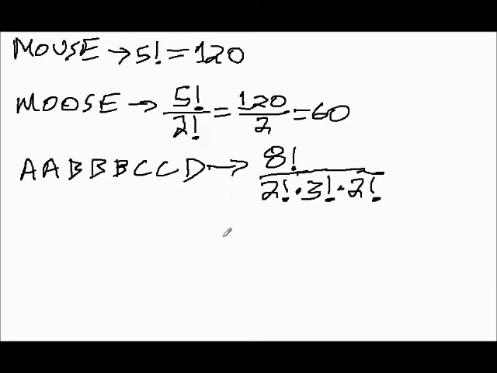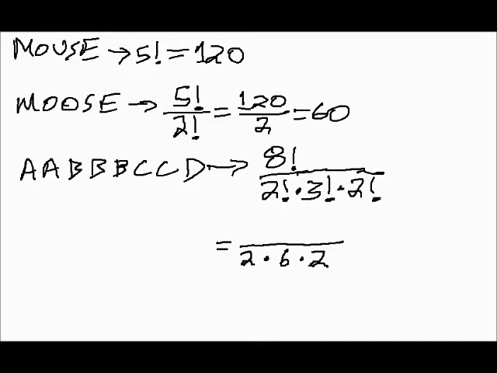So if we go ahead and work this out, what we're going to get is the denominator here. Well, 2 factorial is 2. 3 factorial is 6, which we already know from above. And 2 factorial is 2 again. Once again, do not multiply 2 times 3 times 2 and call that 12 factorial.